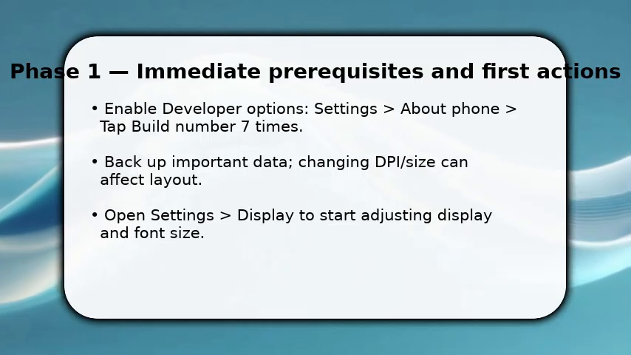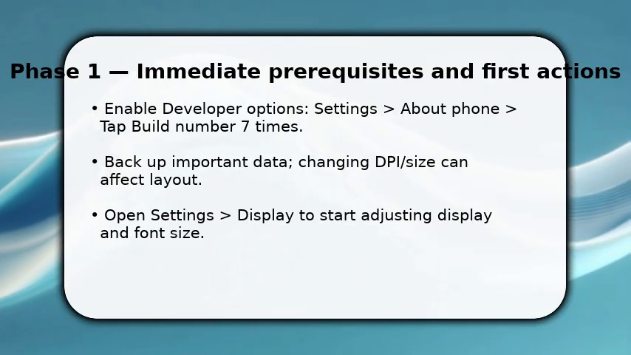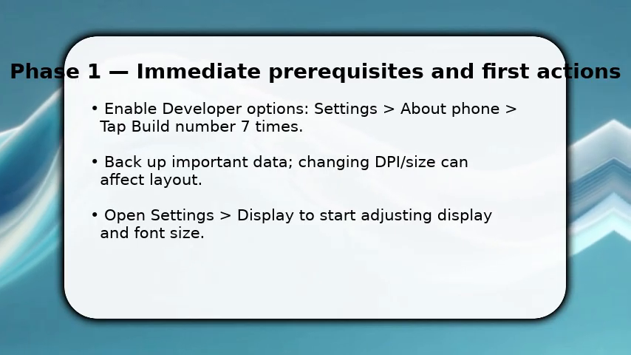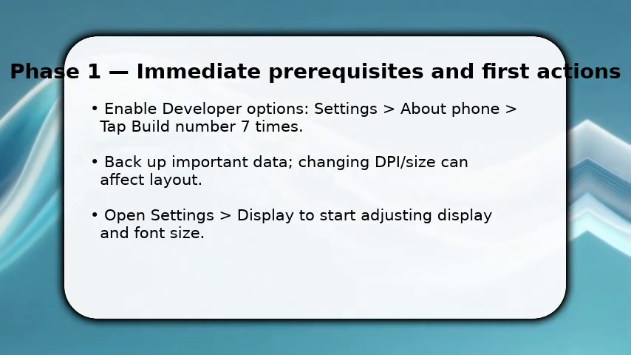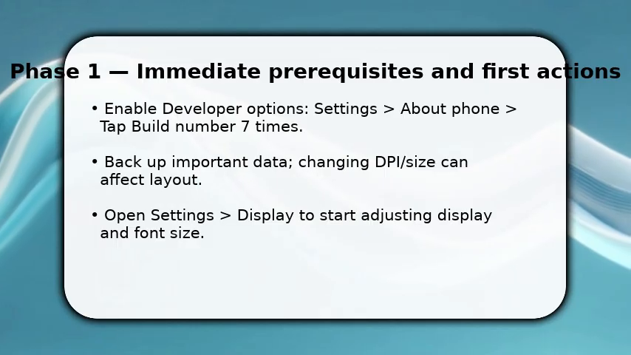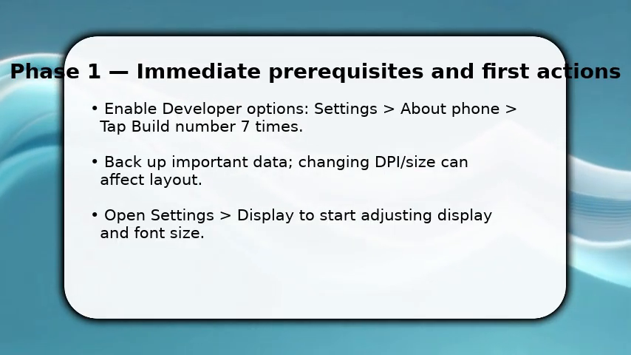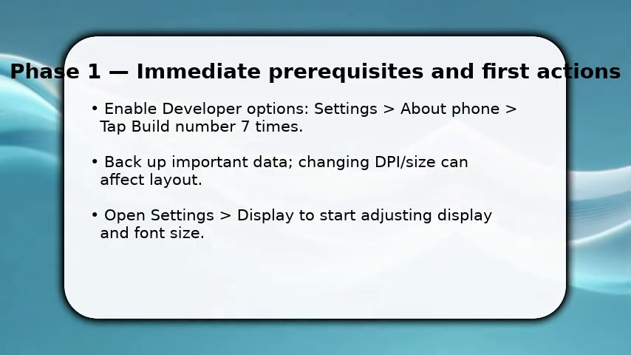You start by getting your device ready. Enable developer options so you can use advanced controls, but first back up critical data. Once done, open Settings and go to Display. This gives you the built-in display size and font size sliders. Make small changes first, 0.5 or 1 step, so you can judge layout versus readability.